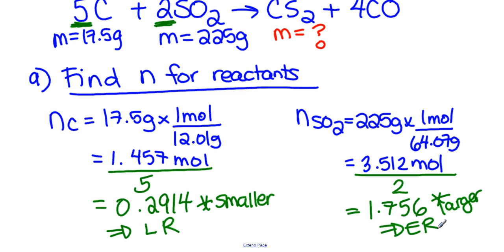So now we've answered part A of the question. Find the limiting reactant. So find the number of moles of each, then divide by the coefficient, and whichever value is smaller is going to tell you which one will run out first. So carbon is our limiting reactant, part A. Now let's go on to part B.